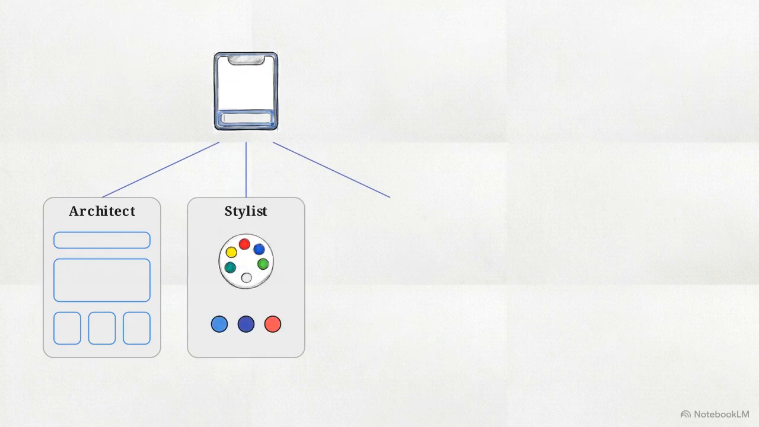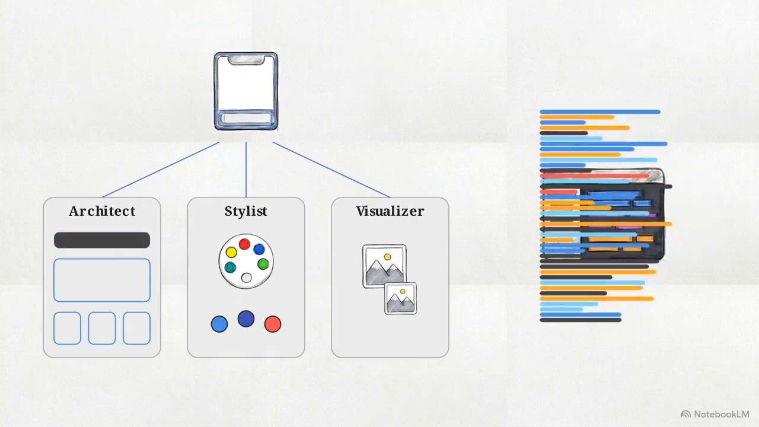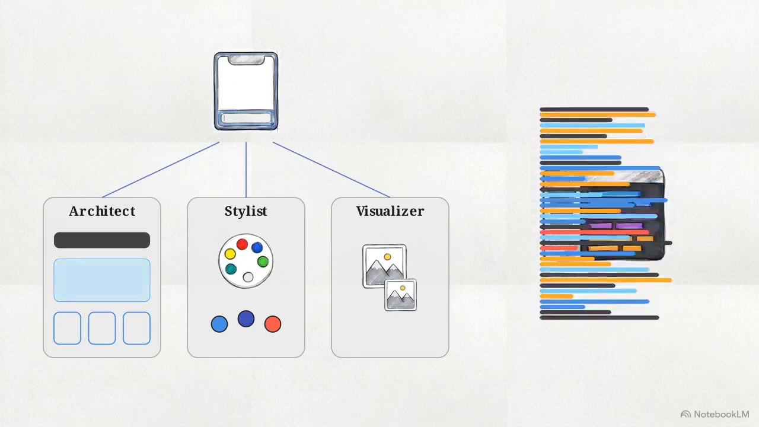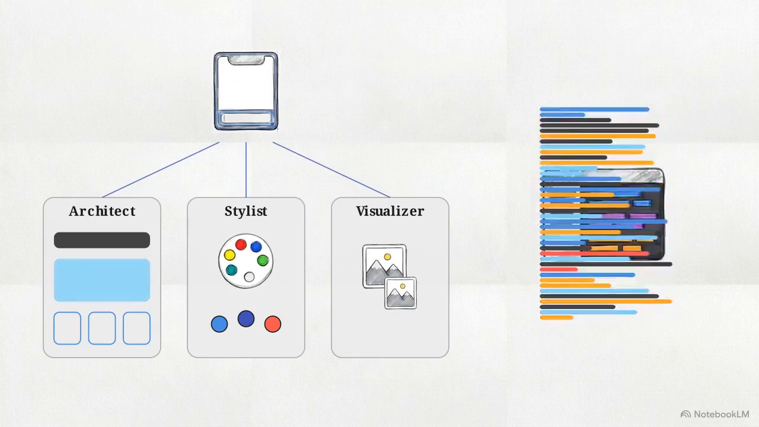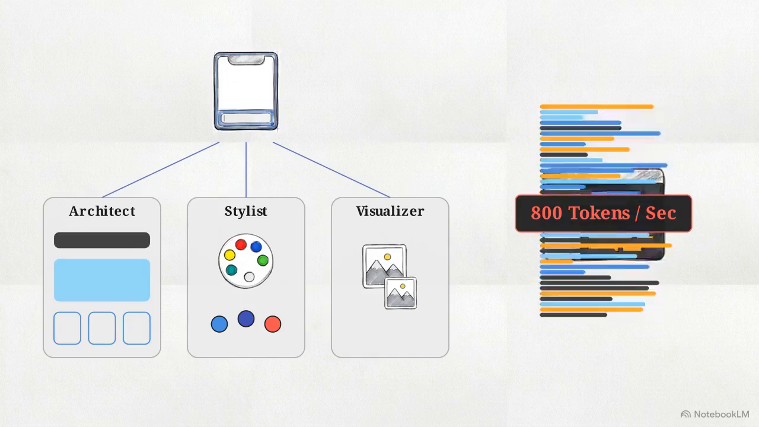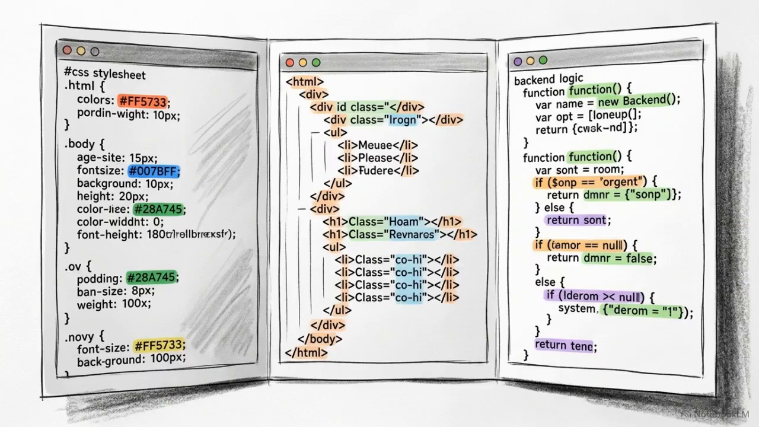This diagram illustrates parallel agent execution. One agent constructs the front-end layout, a second handles visual styling, and a third generates images, all working simultaneously. Code rapidly scrolls across your screen as these agents work together in the background. This parallel structure allows the system to generate code at nearly 800 tokens per second, handling the styling, layout, and logic at the same time, rather than processing one file at a time.